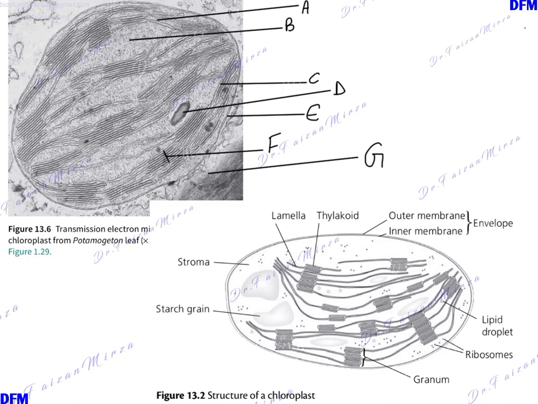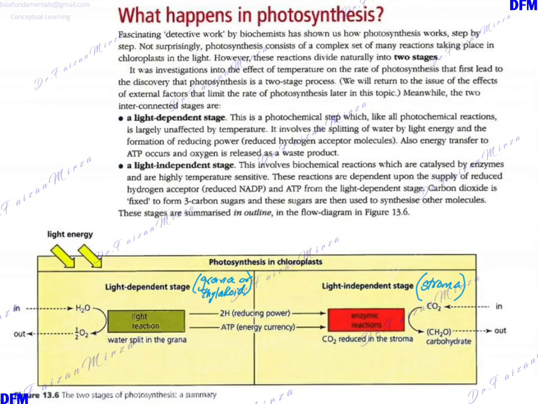You can just recall what these labels mean. If this is the chloroplast, then you can try to figure out what this G would be outside the chloroplast. That's it from my side.